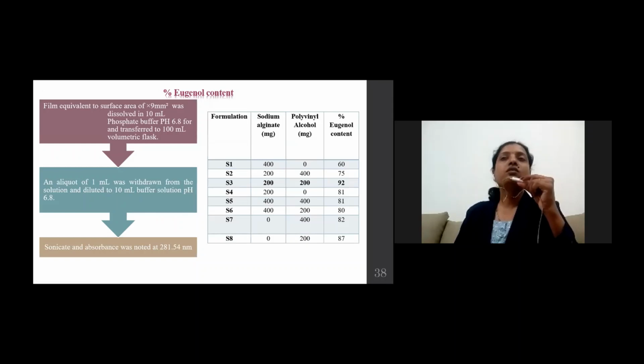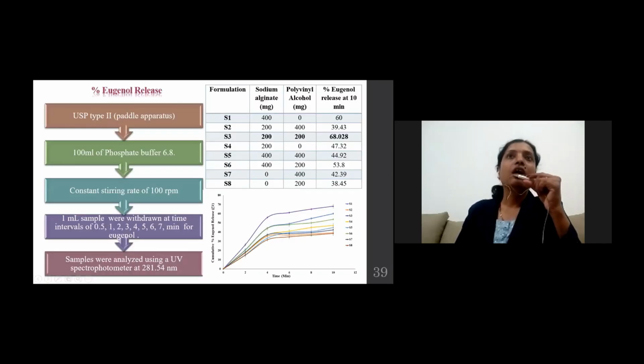The percentage eugenol content was calculated from all these different batches of the secondary layer, and it was found that again the 1:1 ratio of sodium alginate gives almost 92% of the eugenol content. It was mainly done by taking an area of 9 by 9 square of film and dissolving it in the phosphate buffer, and finally absorbance was taken at 281.54 nanometer.